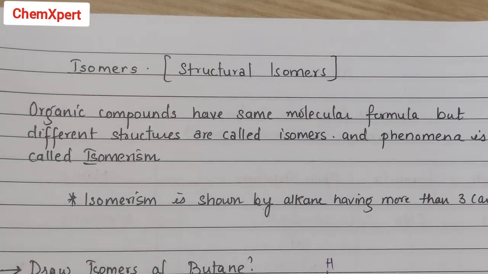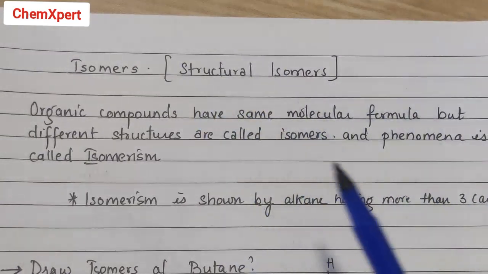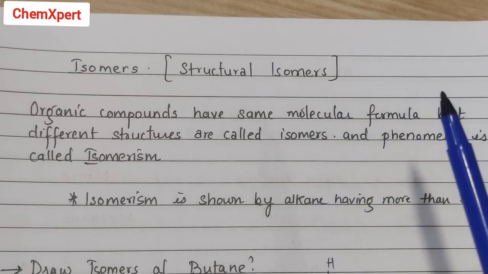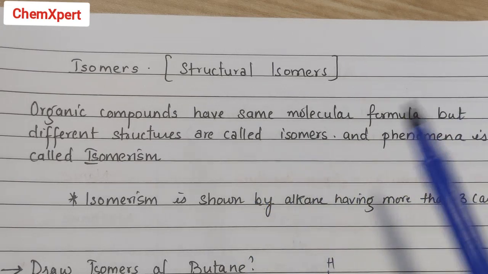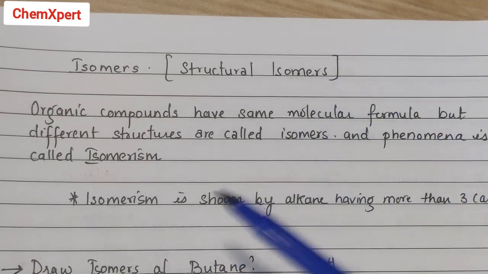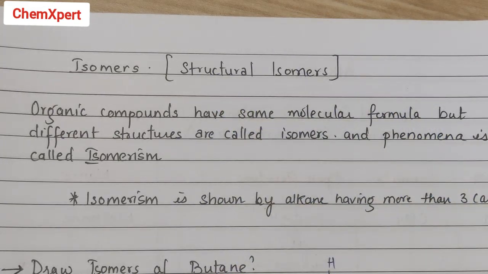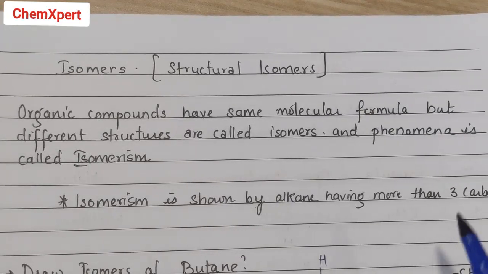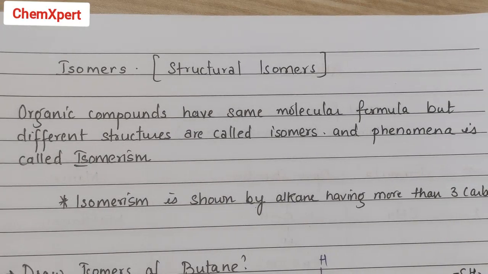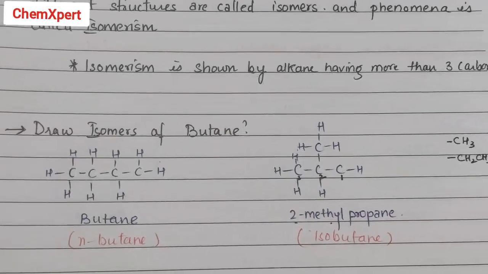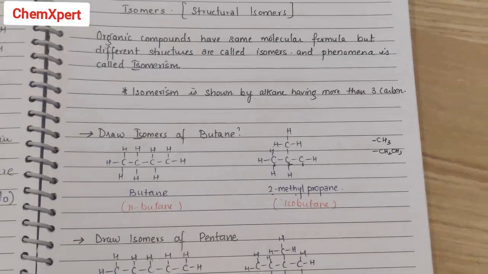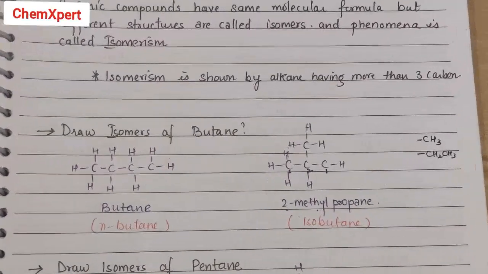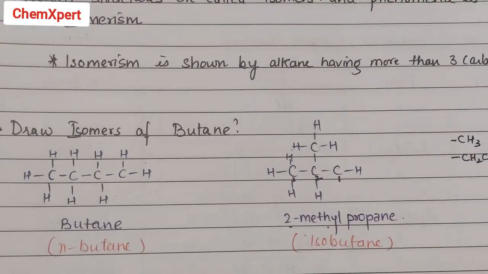Now the next important question from this topic is: define isomer. Organic compounds having the same molecular formula but different structures are called isomers, and this phenomenon is known as isomerism. One important point: isomerism is only shown by alkanes having more than 3 carbon atoms. So here we will draw the structures of isomers of butane. Butane has the general formula C4H10.